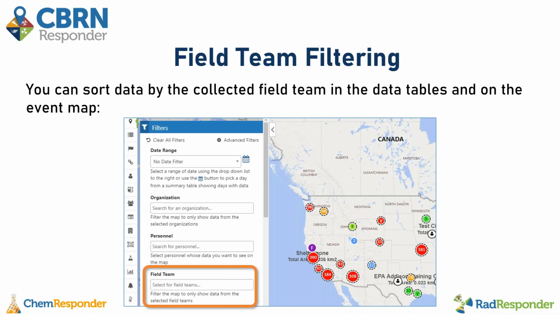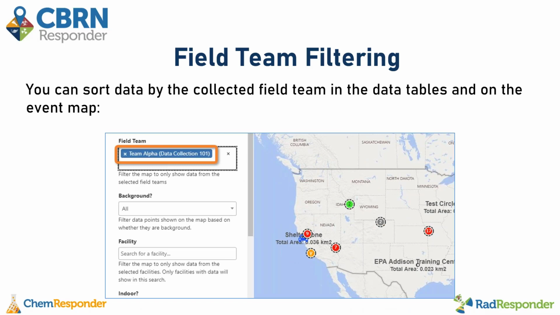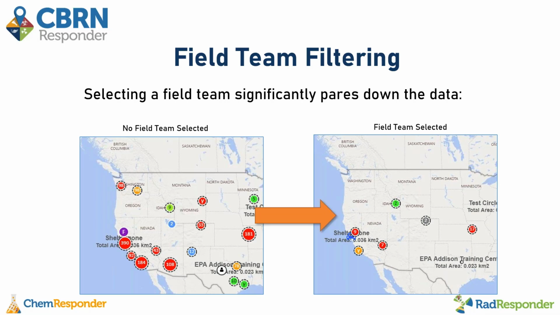I can also do this on the event map. So under the main filters tab on the left-hand side, if I click field team, I can select one or multiple field teams to filter by. So here I'm going to sort by Team Alpha like I did in the data tables. And I can see now that just by filtering by one field team, this significantly pares down the data, which if you're a data assessor, data viewer, this just makes it easier for you to see different types of data that were collected and by whom.